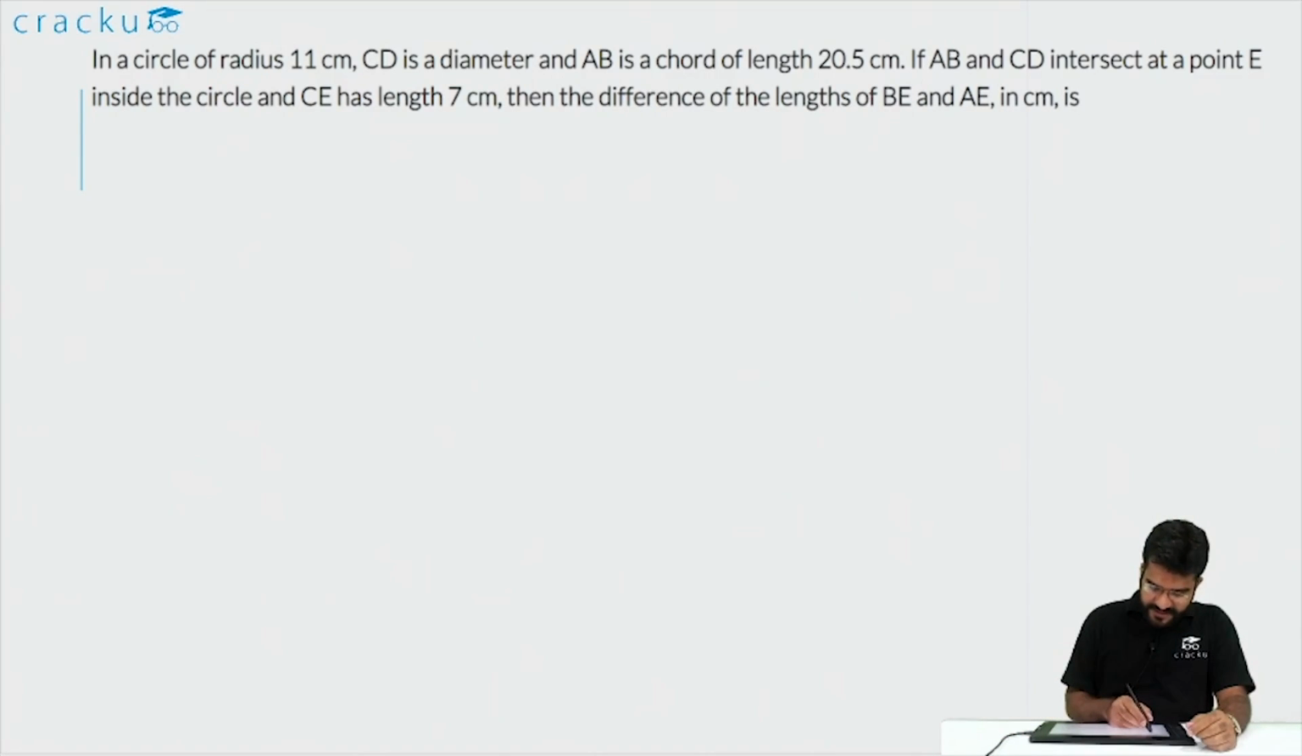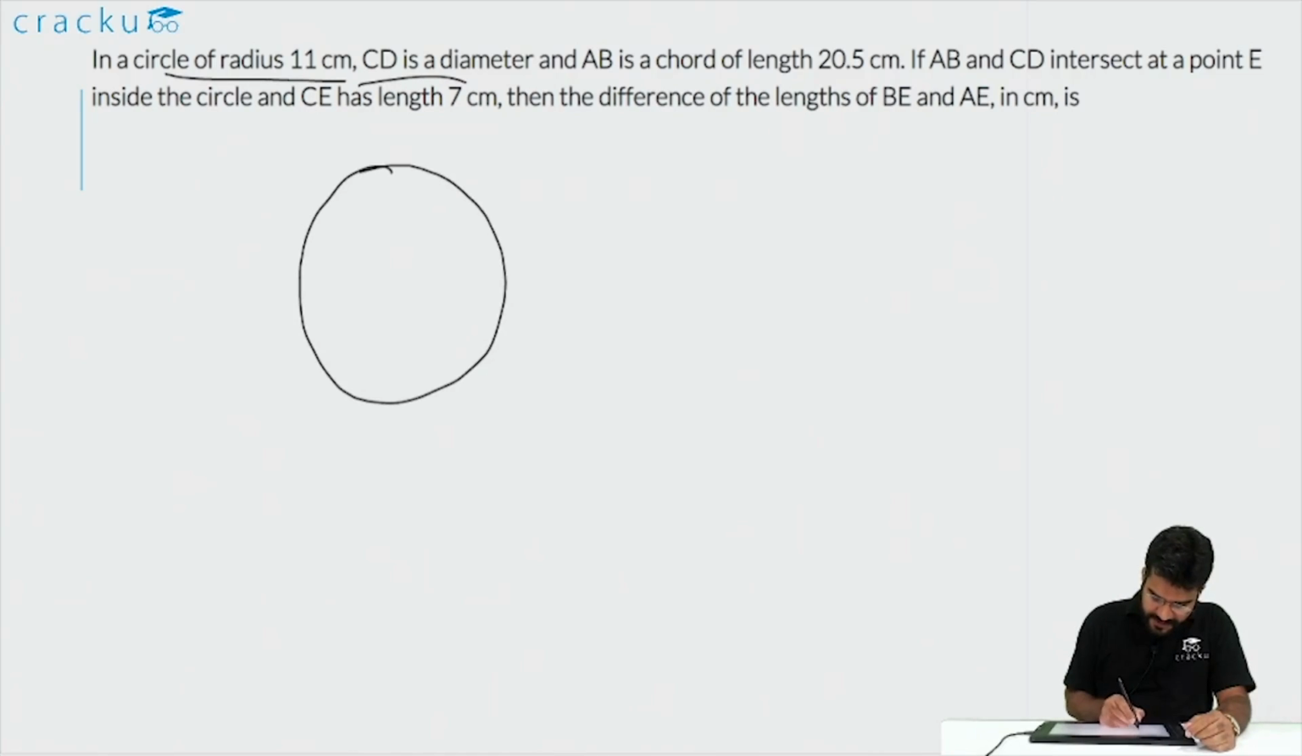In this question it is given that there is a circle of radius 11 centimeters of which CD is a diameter. So suppose there is a circle, CD is the diameter, the length of the radius is 11 centimeters, so CD, which is the diameter, is equal to 22 centimeters. There is a chord AB of length 20.5 centimeters. AB and CD intersect at point E inside the circle.